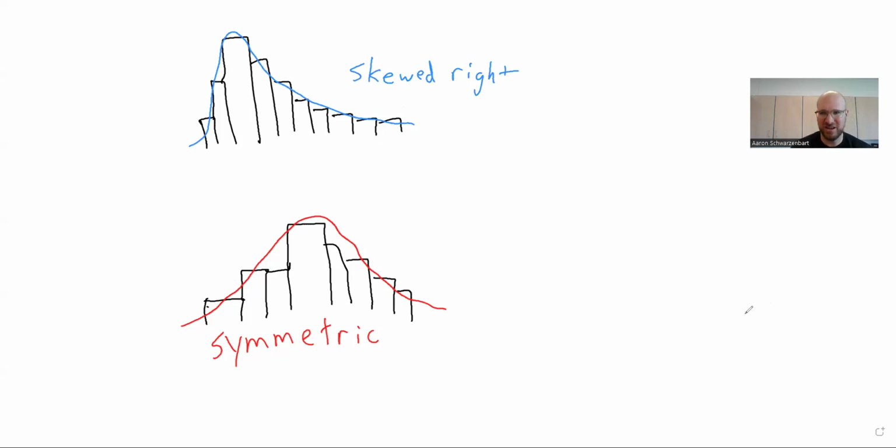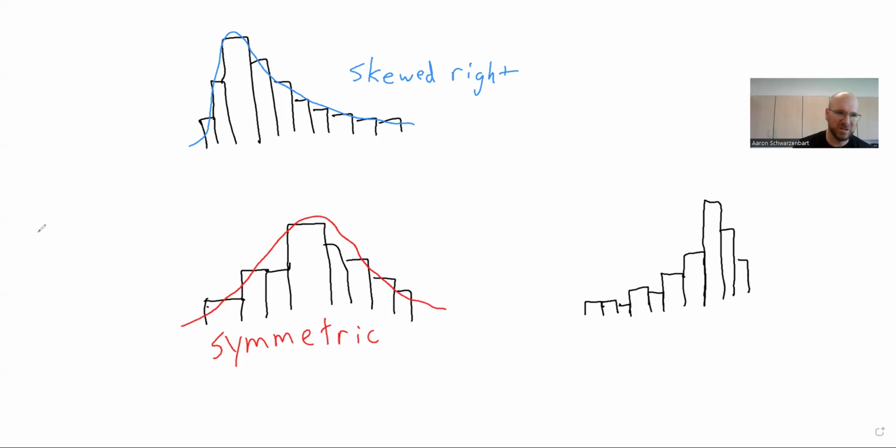So if they ask you the shape of a distribution, they're talking about it's going to be one of these three. Again, I'm doing histograms where we're approximating this. And this is about the direction of the tail. The skew is always in the direction of the tail. This is skewed left.